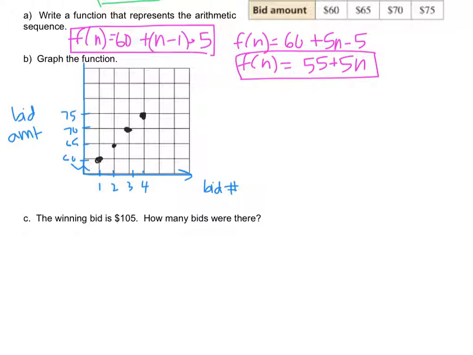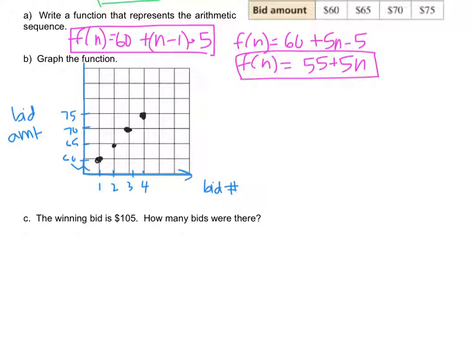Now, here's the thing. 105 is not n. 105 is the final answer. N stands for the number of bids. So we need to figure out how many bids it took. Was it the 5th bid? Was it the 25th bid? Was it the 17th bid? How many people bid in order to make the purse $105?